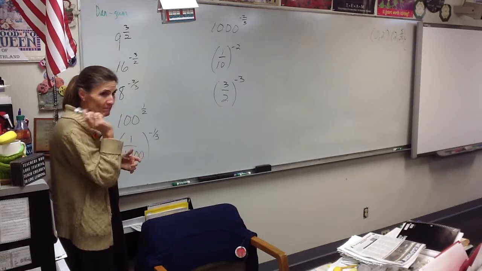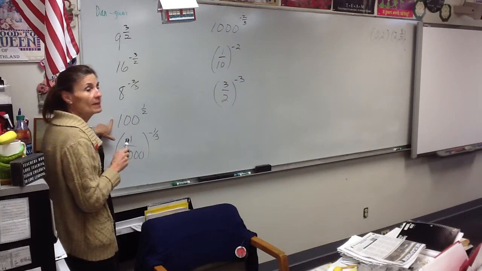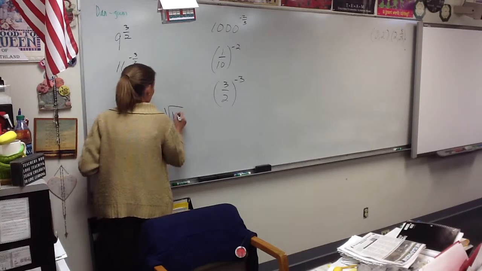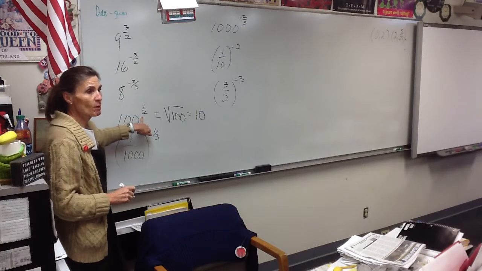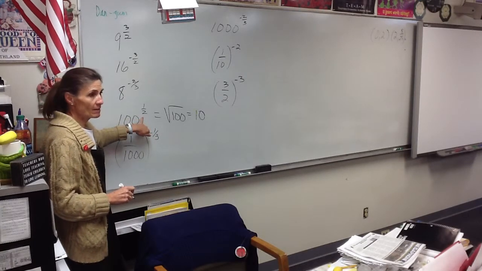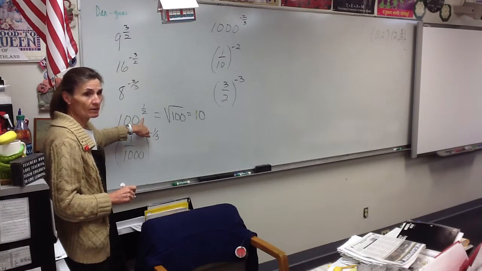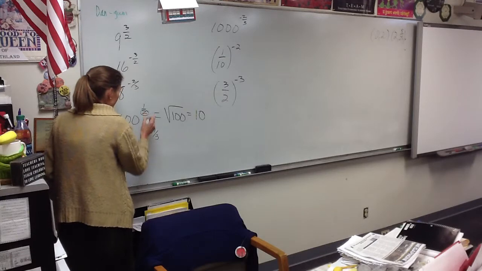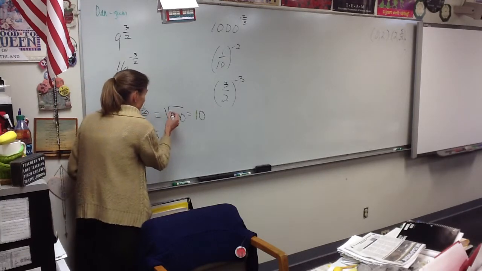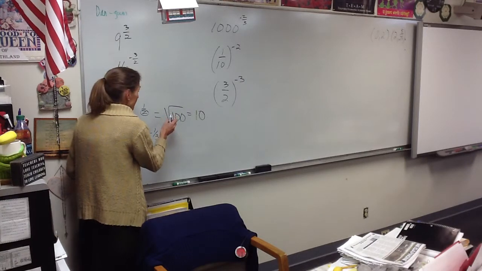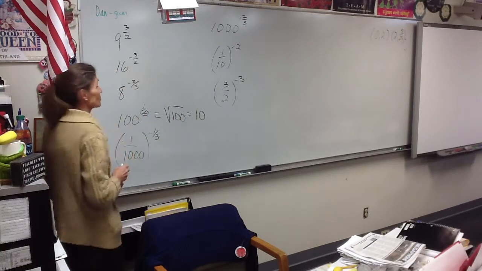This is not a good omen. Hannah? 100 to the 1/2. Isn't that just the square root of 100? That is the square root of 100. So the answer would be 10. Perfect. Fractional exponents are radicals. And the denominator of the exponent tells you what the index is, or what radical you're taking. So square root, cube root, fourth root, whatever, the denominator tells you.